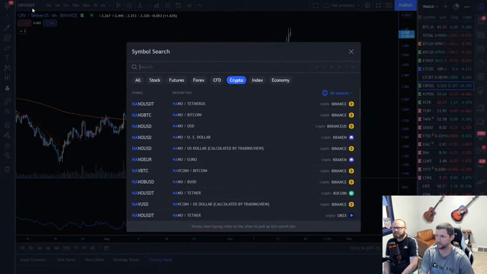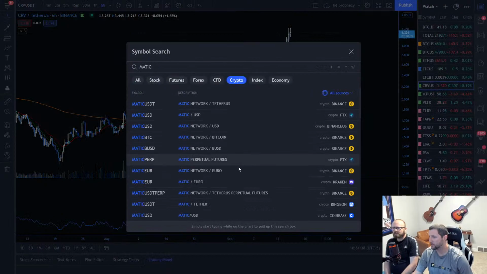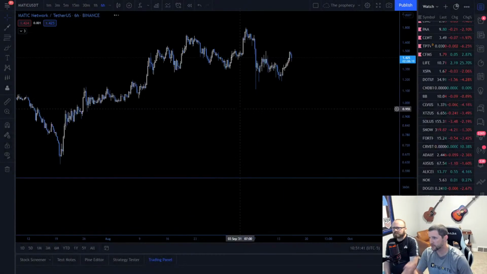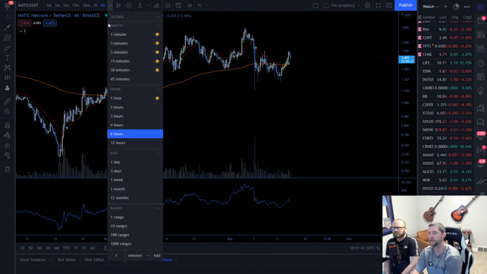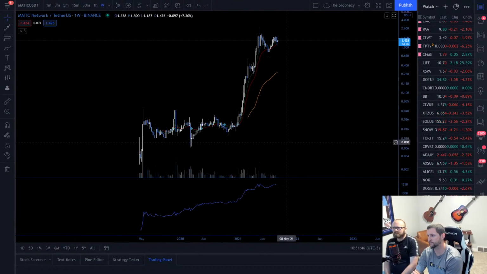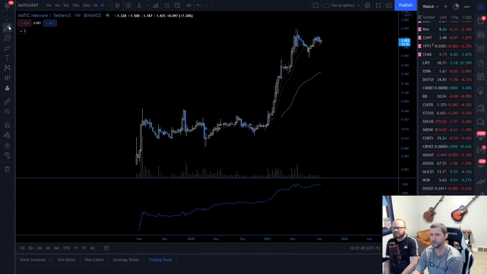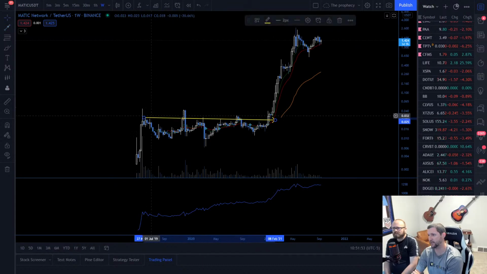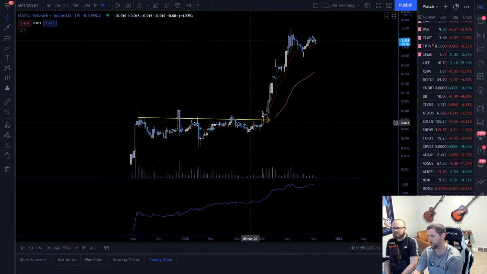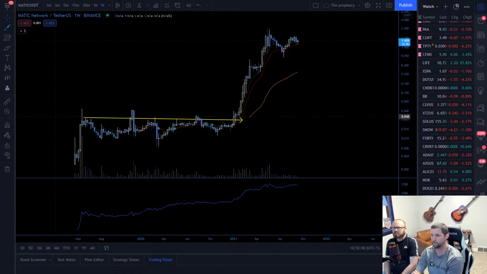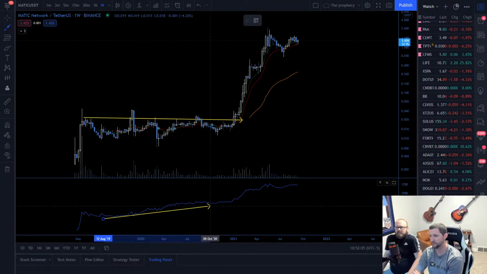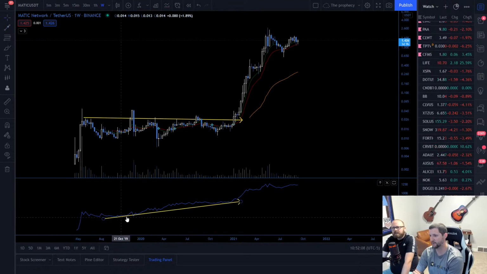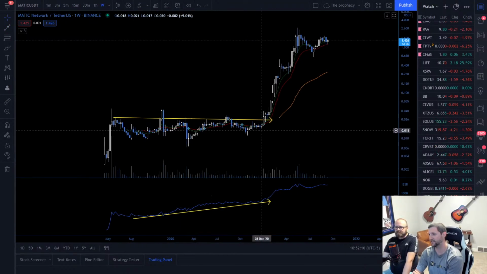Matic. Here we go. Here's a really good one, you guys. For Matic, let's go to the weekly here and just take a look. Look at this price basically going down, staying sideways, however you want to draw this. Price was pretty much just going sideways for a year and a half, 2 years. What was OBV doing from about here? Going right up. Look at that. That was a massive divergence, and look what that led to.